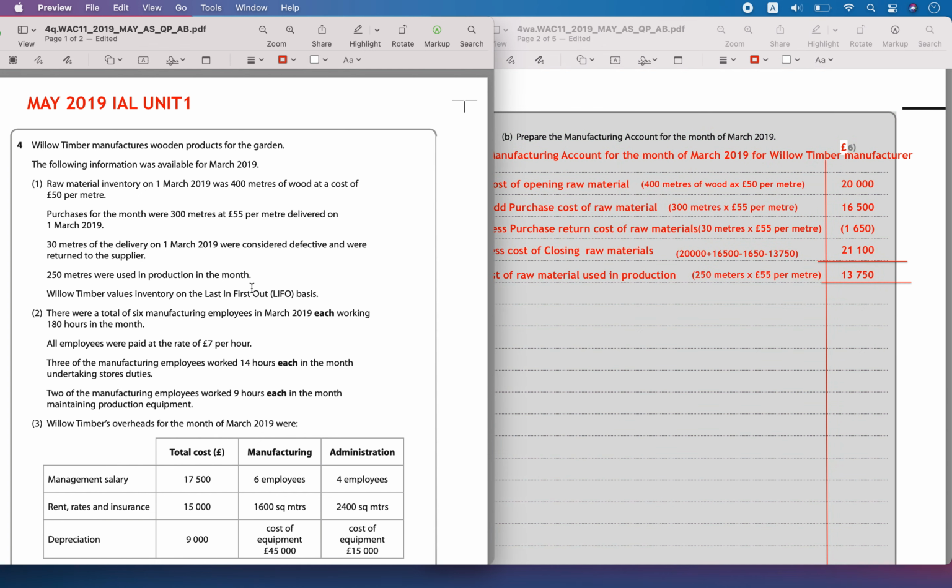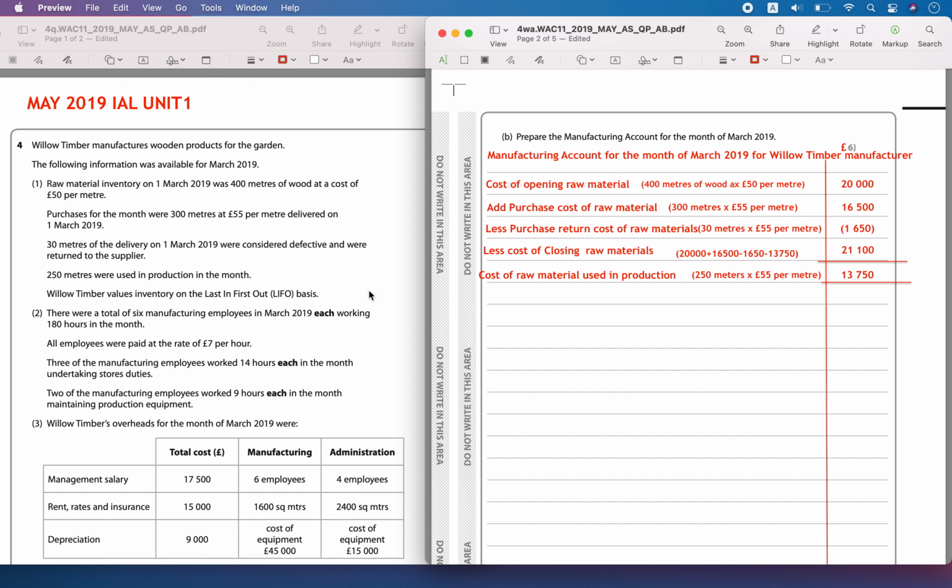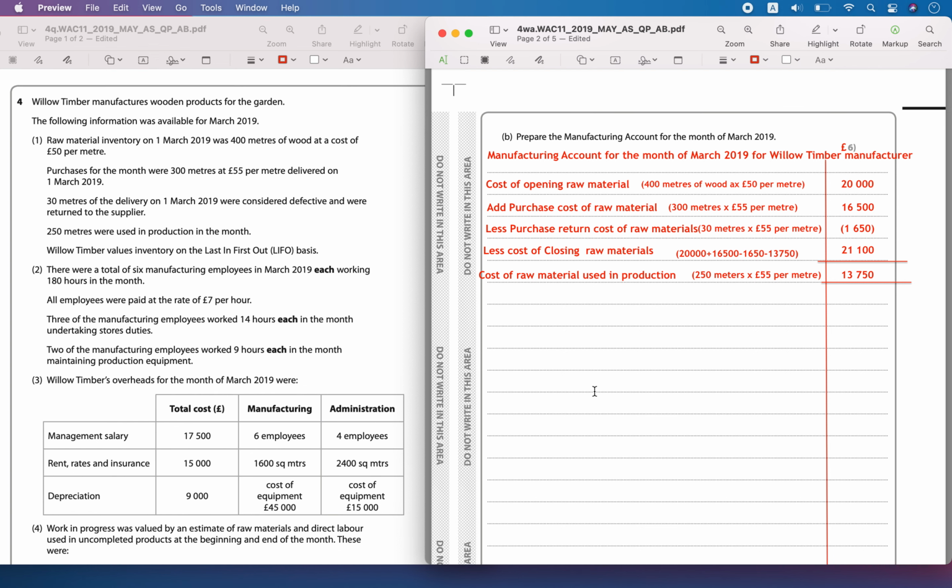Because it's using last in first out basis, you will use the latest price into your system. Then you will get the cost of closing raw material here. Then you have to include all the direct costs. What are the direct costs? We will see. Here we can see that there is an information.